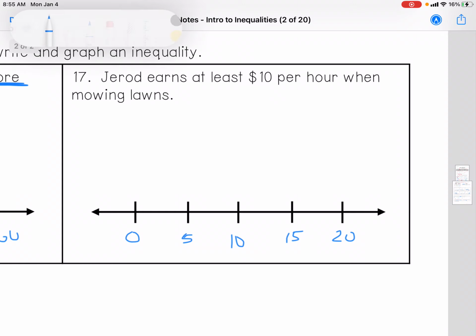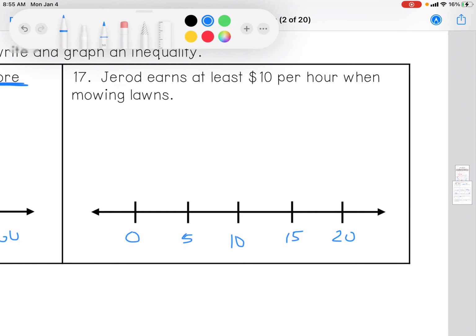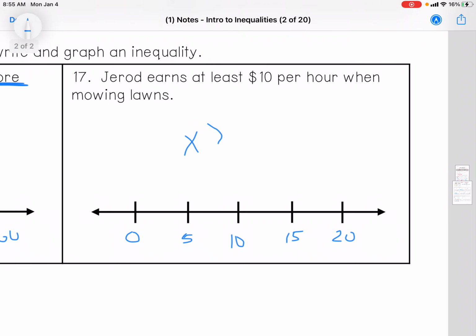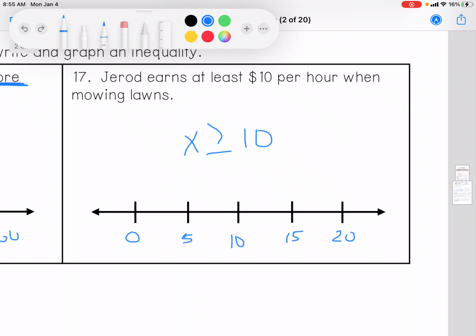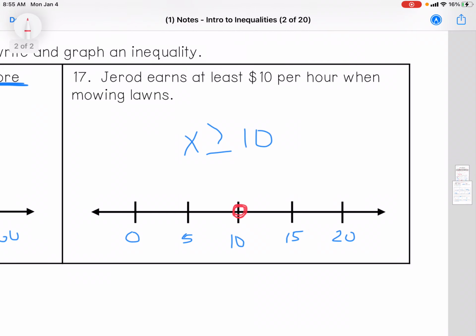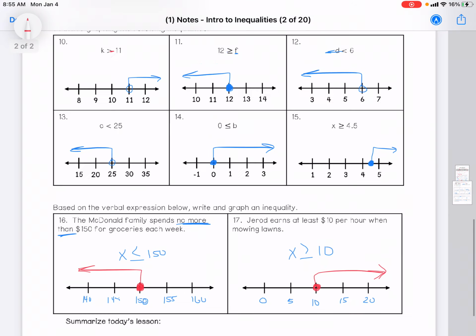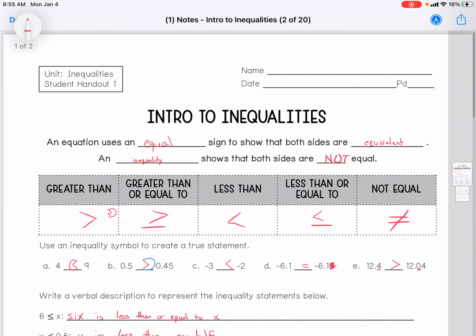He earns at least $10 per hour. Can he earn $10? Yes, he earns at least. So it's 10 or more. So X is going to be greater than or equal to 10. It's going to be a closed dot here. Tell you what, I'm going to do that in red. Closed dot. And it's going to go to the right because it is greater than. Okay? All right, that's it for the notes on Intro to Inequalities.